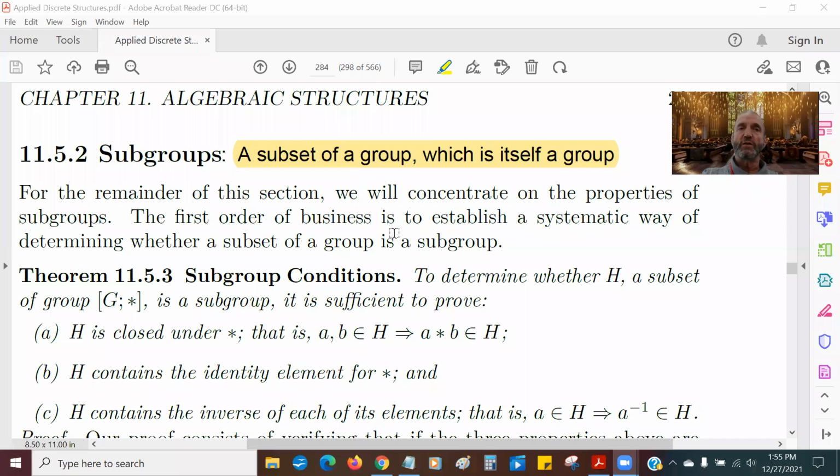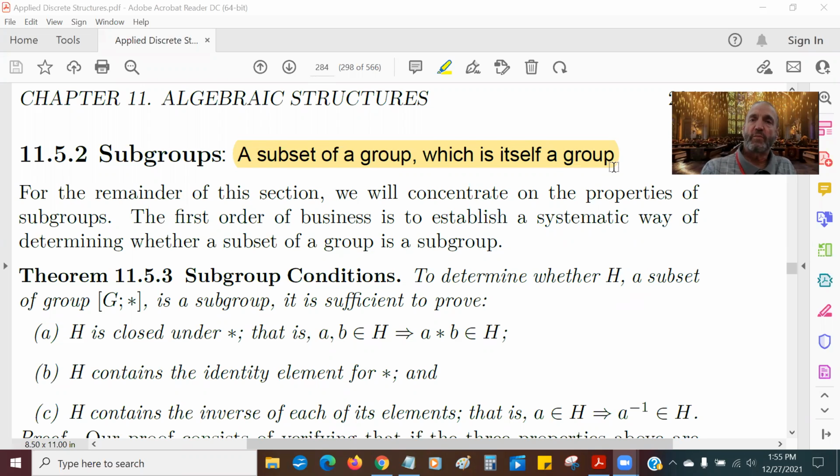If you have a subset of a group, and this subset is itself a group, then it is called a subgroup of the larger group. And of course, the condition is that it's the same operation. Otherwise, it wouldn't make much sense. So this is 11.5, subgroups. And as I said, a subgroup is a subset of a group which is itself a group.